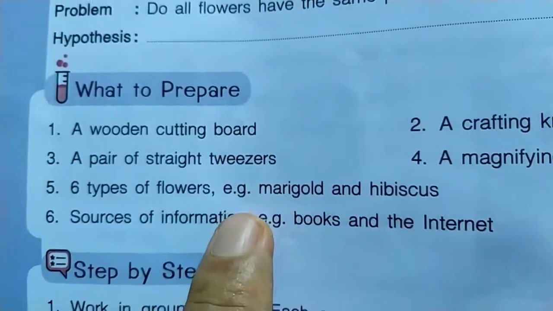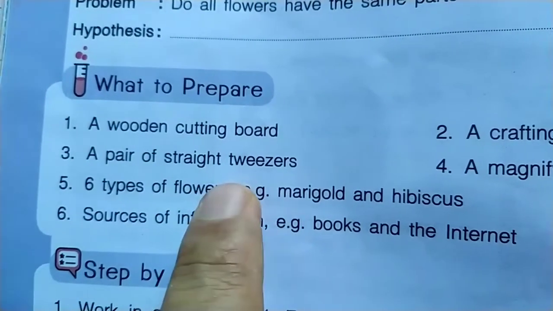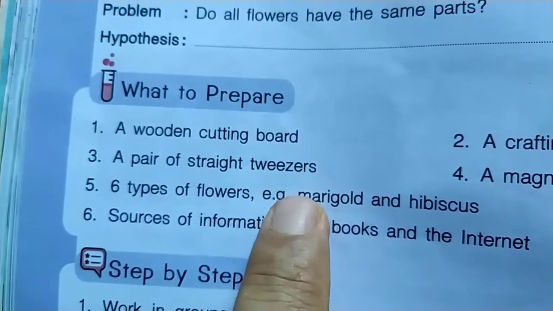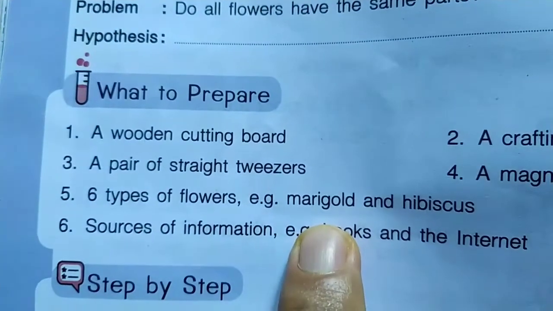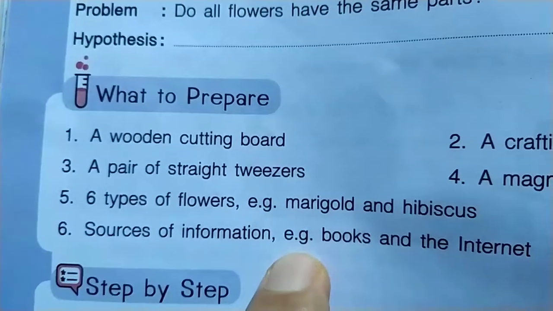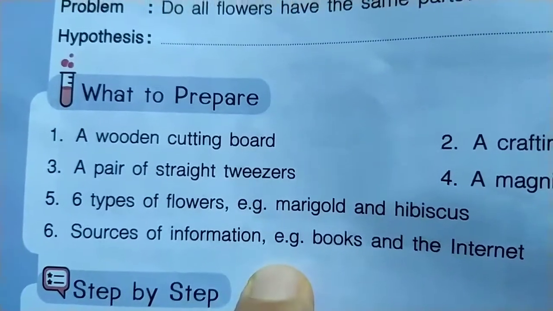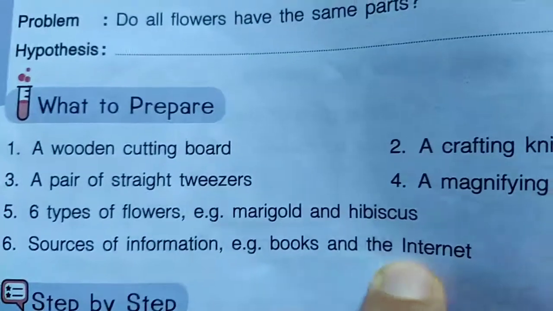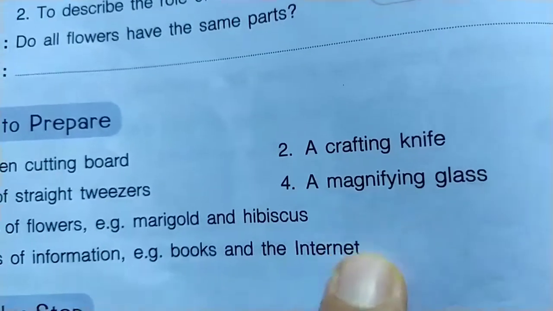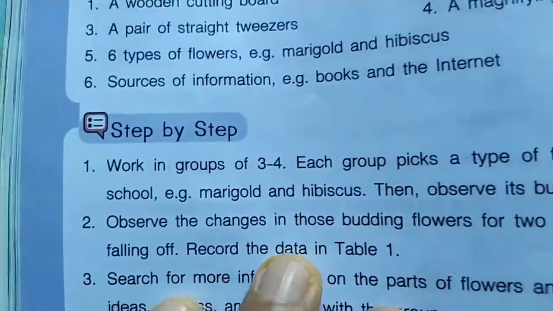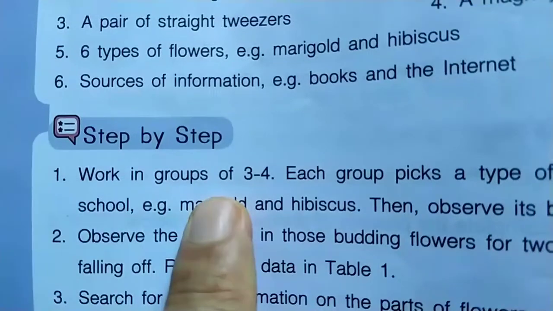And then you prepare the following things here, like a cutting board, a pair of straight tweezers. We don't have it here now. We're not in a laboratory. And 6 types of flowers, marigold and hibiscus. Not easy to find them. And source of information, books, yes, we can find them. A crafting knife, yeah, be careful. And a magnifying glass.